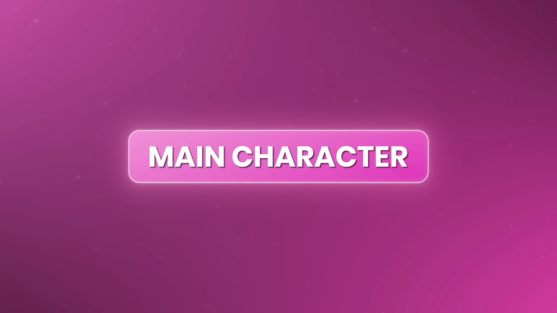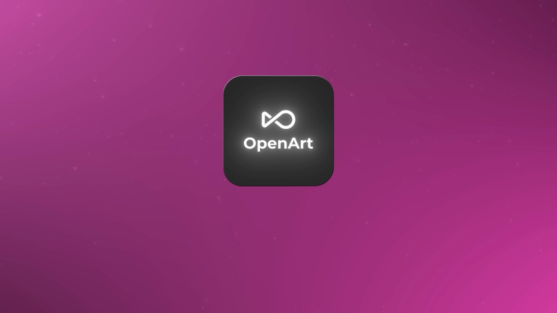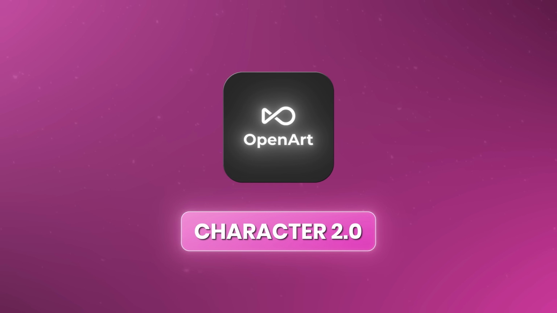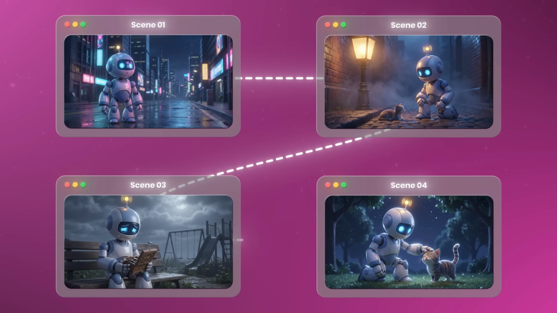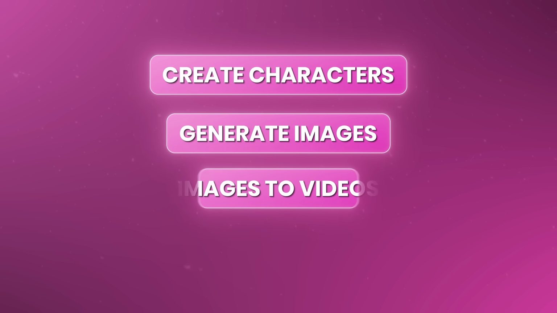Now this is where things get really exciting because we're going to create our main character. And this is the step most people get stuck in because character consistency is the main issue when making 3D AI videos. But OpenArt fixes all that with its updated Character 2.0 feature, and it's honestly a game changer for keeping your character consistent across every single scene. If you didn't know, OpenArt is an all-in-one platform where you can create characters, generate images, turn them into videos, and so much more without having to pay for multiple different subscriptions.